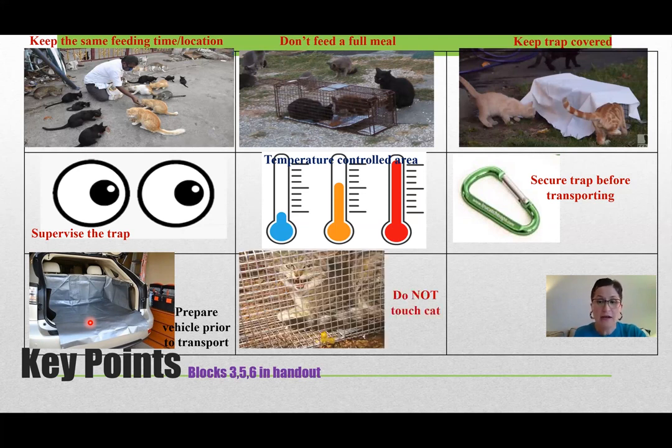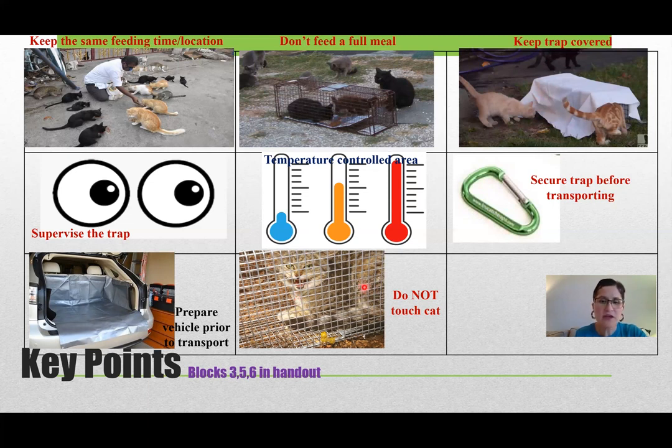All right, for your safety, you do not want to touch the cat. They might be your best friend on the outside, but sometimes when they're in the inside, when they get caught, they are not happy with you and they will try to bite and scratch you. Okay. And of course they're scared. Okay. And they're stressed out. So that's why we really harp on making sure that the trap is covered, because something about that covered trap calms them down. All right.